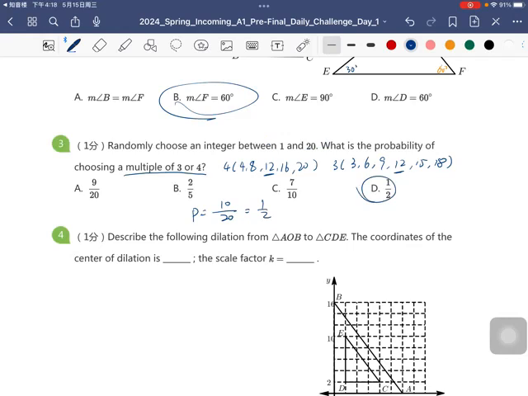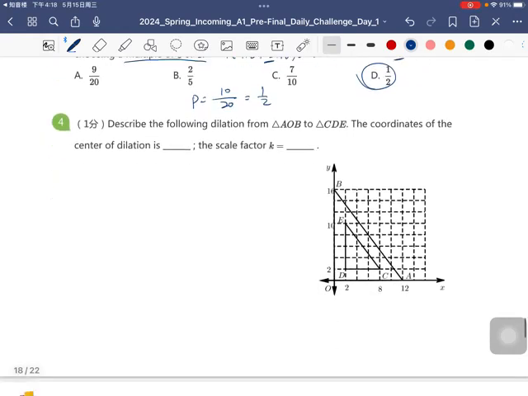Alright, and then the next problem here, okay? So we have a graph here, and it's dilated. So what we know, right, is we want to find the coordinates for the center of dilation here, and also the scale factor. Okay, so apparently in this graph it is a smaller image inside of a bigger image.